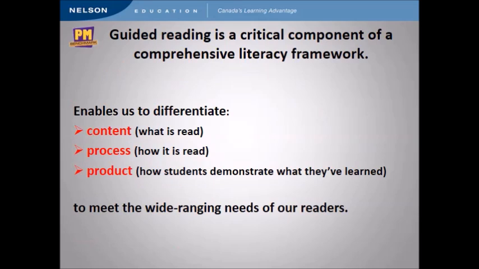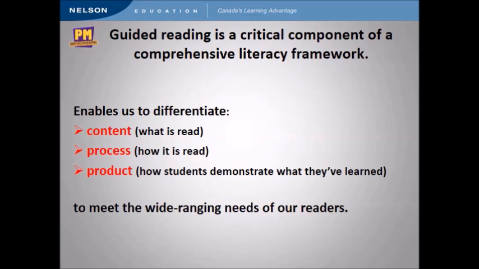So what does guided reading enable us to do? Well, first of all, it allows us to differentiate the content. So in other words, what's being read. And as we saw in the PM Benchmark Kit, it allows us to identify students who are reading at a similar reading level. So we can look at half a dozen students who need text at a level 12. We can be clustering those students together.